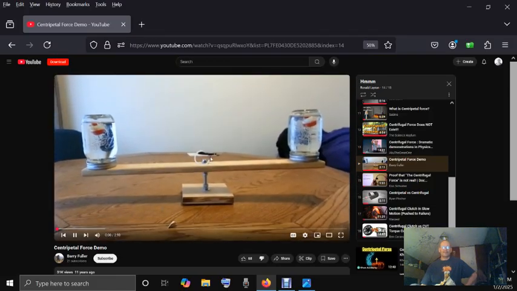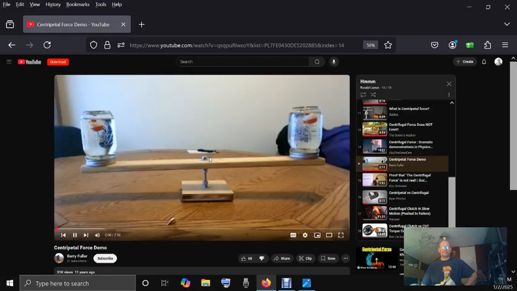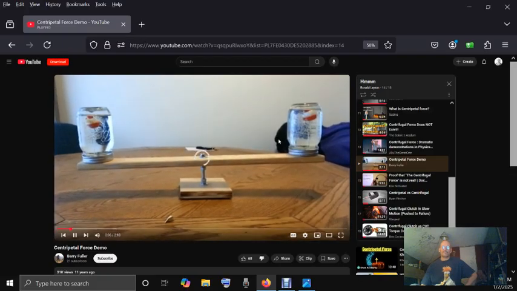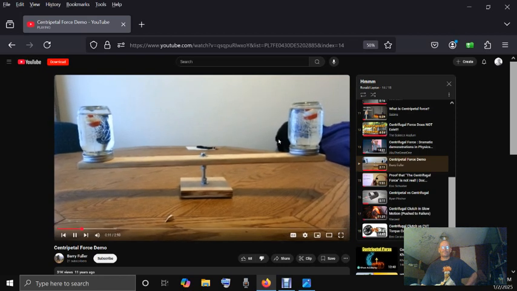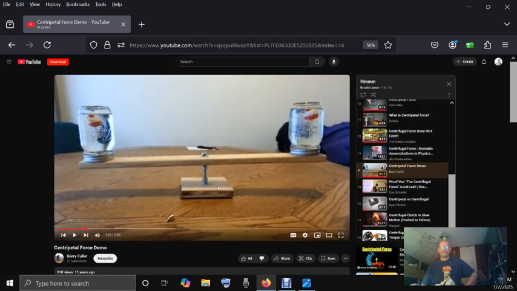This is a great proof of centrifugal force. Okay, what I've got here is a simple apparatus made with two mason jars filled with water, upside down, bolted to a rotating arm.